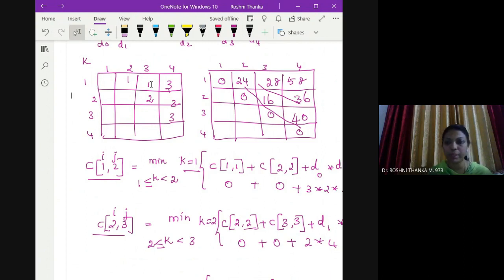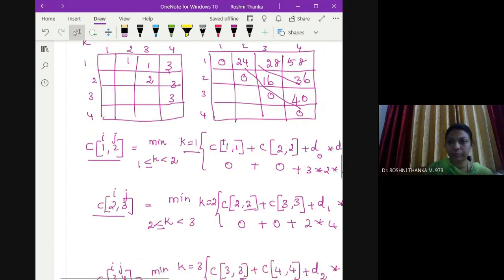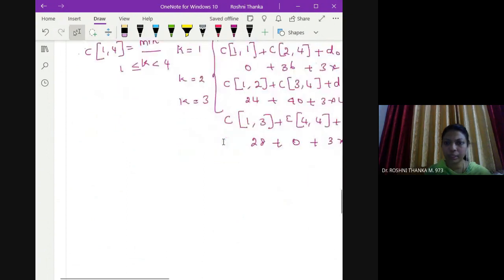K value denotes which place you have to put the parenthesis. So let us take these matrices. We have four matrices, right? Sorry, here we have four matrices. So what are the four matrices we have? A1, A2, A3, and A4.